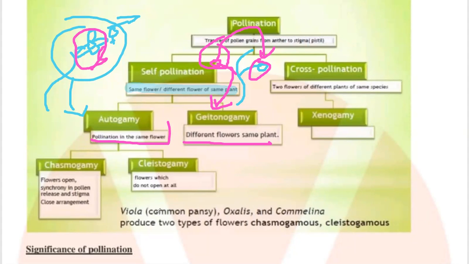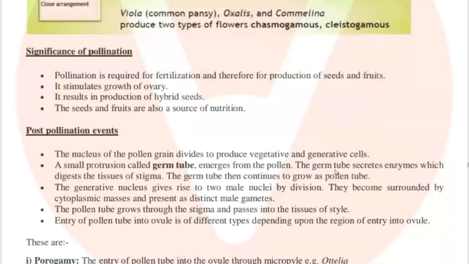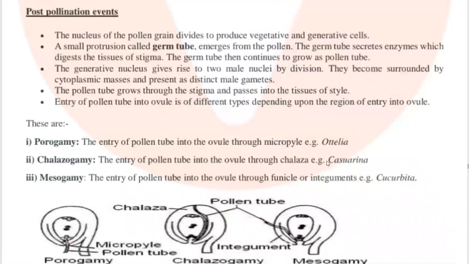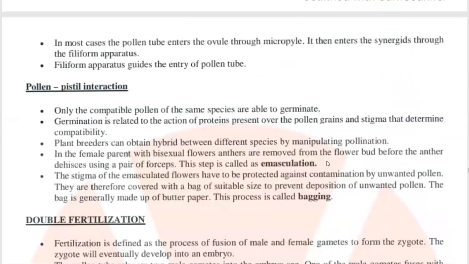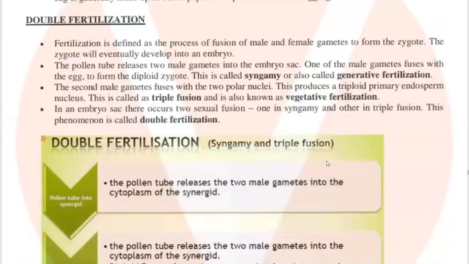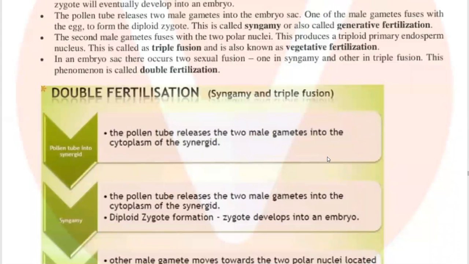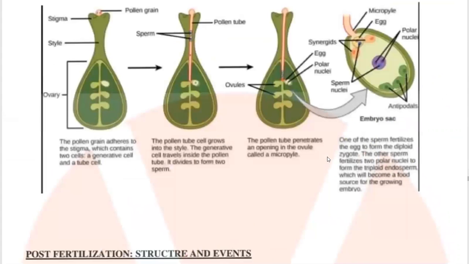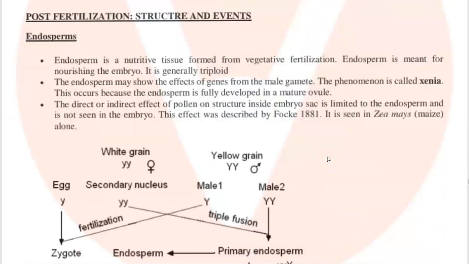Then chasmogamy and cleistogamy. Then cross pollination is two flowers of different plants, easy to understand. Then what is the significance of pollination and some events that will happen after the pollination? After the pollination has happened, this will happen. Then it is double fertilization. Double fertilization can be termed as syngamy and triple fusion. This is the diagram. Then post-fertilization, that means fertilization is over.